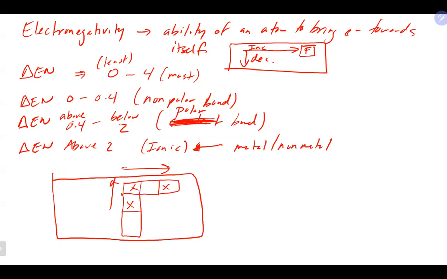So again, you don't always necessarily need values. You can make a pretty good placement of where they are on the table, and be correct in a lot of cases. Definitely if they're in the same row or same group, pretty much it's going to be a polar bond between those 2 things, because one's going to be higher up or further to the right, and that will result in a polar bond.